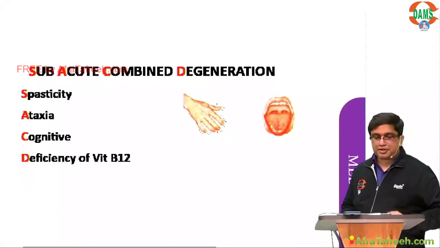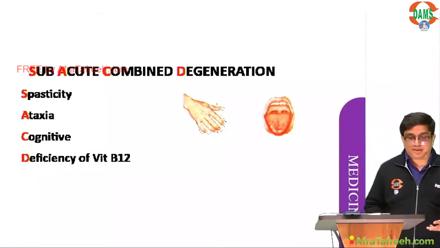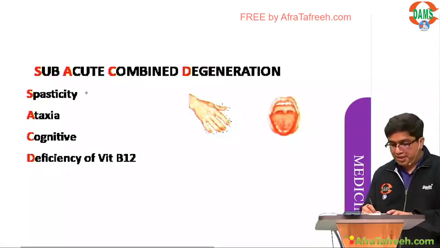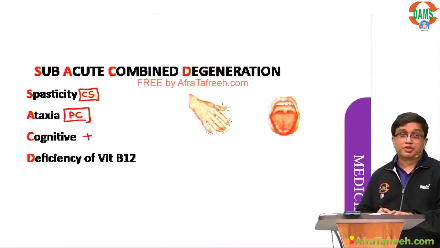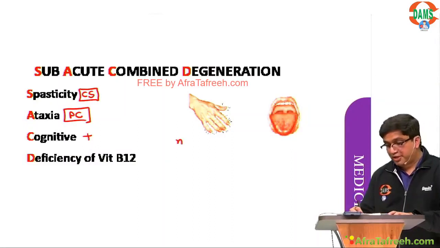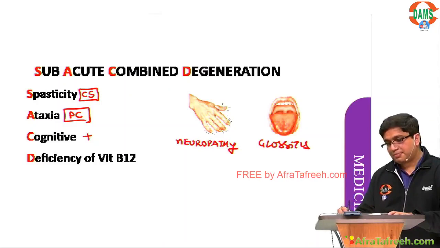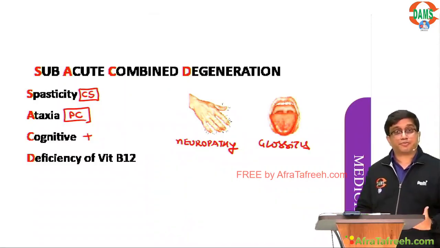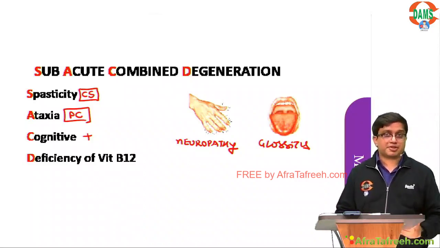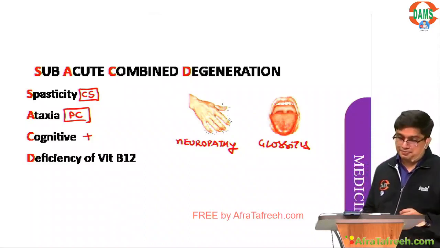Subacute combined degeneration. These patients have spasticity due to involvement of the corticospinal tract. They have ataxia due to posterior column involvement. They have cognitive problems and come with vitamin B12 deficiency. That could be reflected in the form of pain in the extremity, neuropathy, and even glossitis. That's SACD. Spasticity, ataxia, cognitive problems, and vitamin B12 deficiency. SACD.